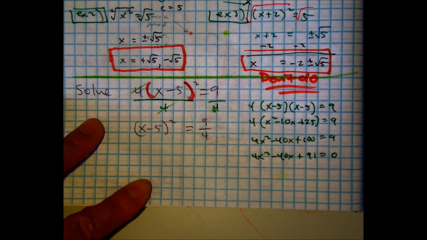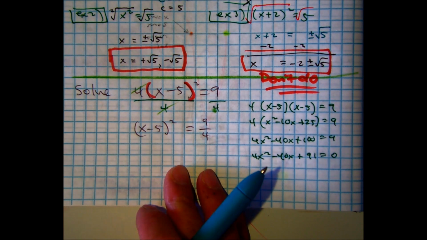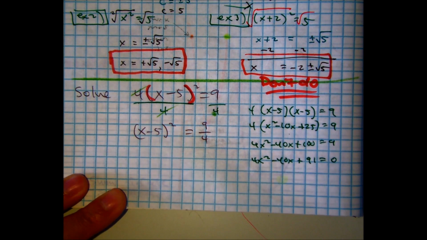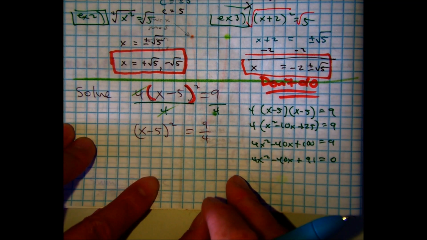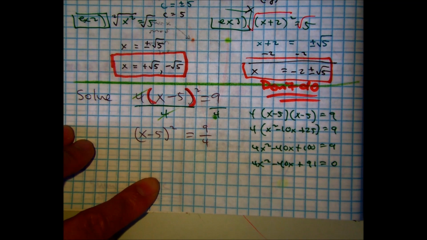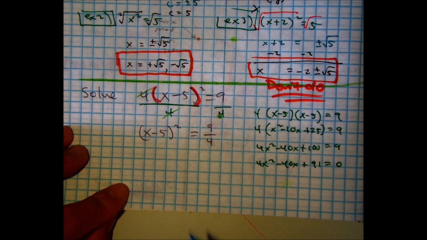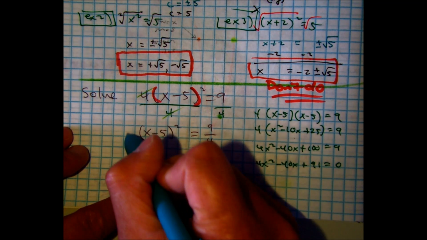Partner A, tell partner B, how do you get rid of that power of 2? Brandon, what should we do? What do we do? Tell me. How do I get rid of that exponent? Yes, Brandon. You're going to apply which rule? The square root rule.